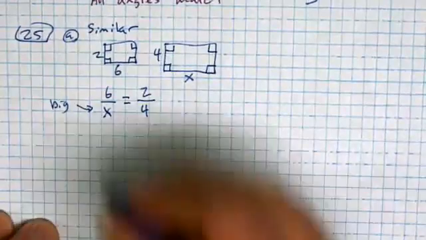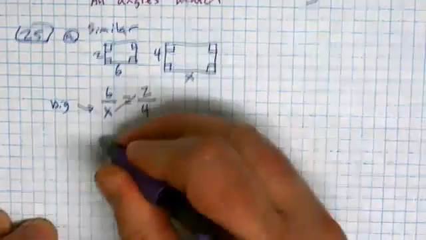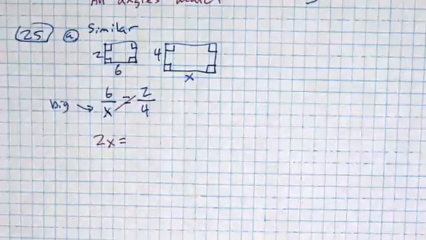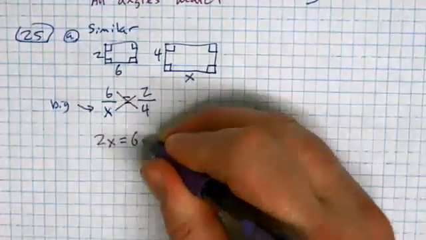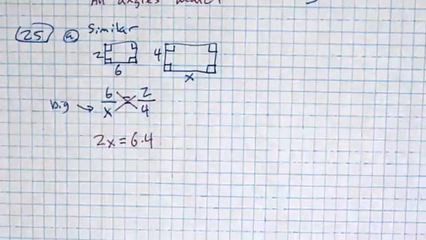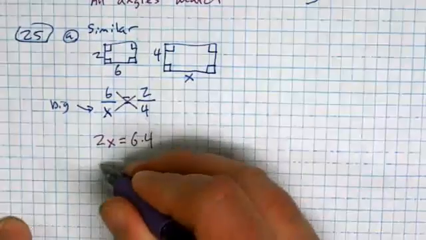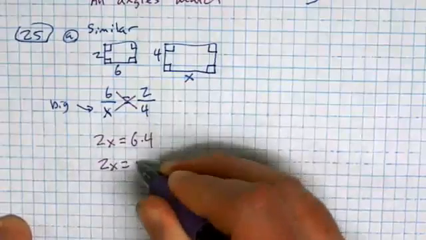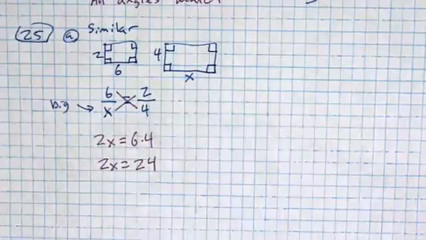All right, now it's time to cross multiply. 2 times x is just 2x equals, and 6 times 4, I'm going to go ahead and write that out. Probably wouldn't write that step down on the homework problem, but this is notes, and we like to have lots of steps in our notes. So 2x equals 6 times 4 is 24.